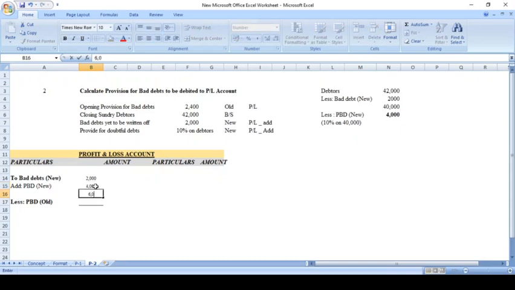So I get 6,000. Now I have my old provision, which is 2,400. So yes, we have given effect to everything. So my answer is 3,600. This is the amount which will be shown in my profit and loss account. So got it? This is how it is. The new bad debt and new provision for bad debt, in the balance sheet would be deducted, but in the P&L account would be added.